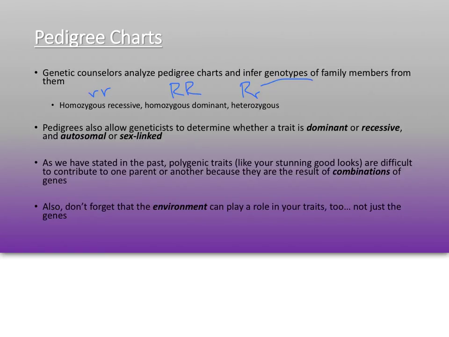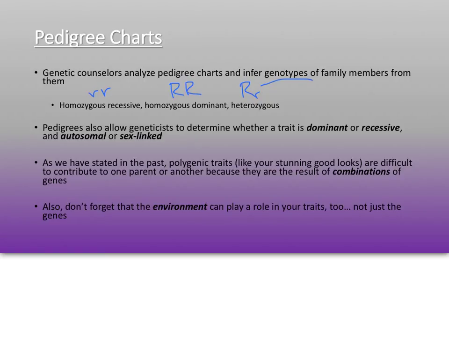Now, as we stated before, a lot of your traits are polygenic traits. They're controlled by lots of different genes. So those we can't really put into a pedigree, just like we couldn't really put one of those into a Punnett square. And also don't forget that the environment plays a role in your traits. So we might not always have a perfect pedigree because it's not all about your genes. A lot of it has to do with your environment as well.